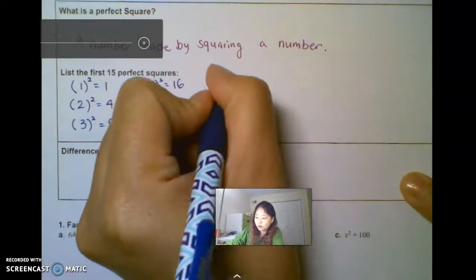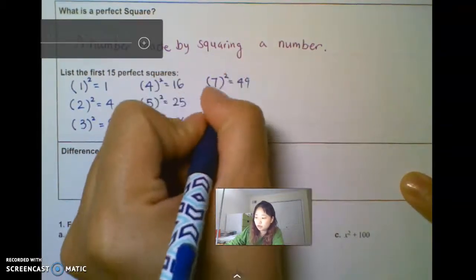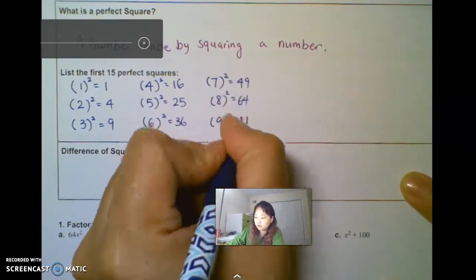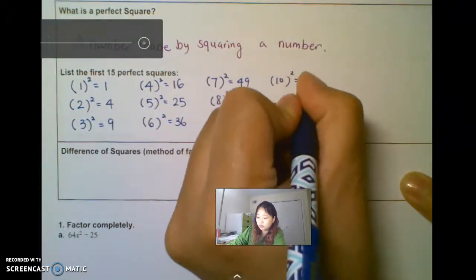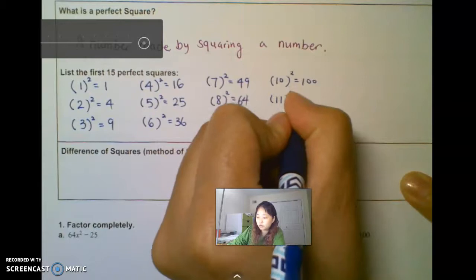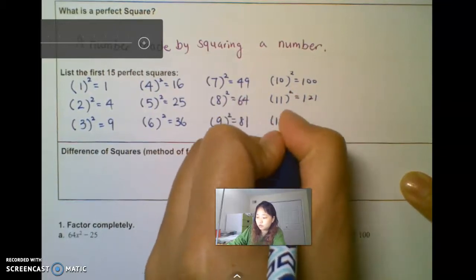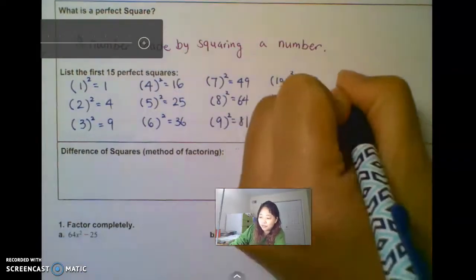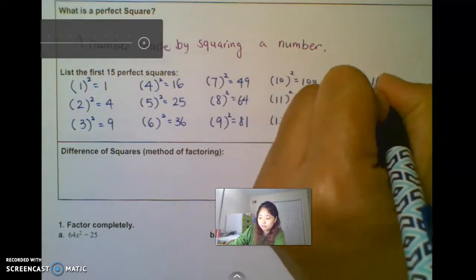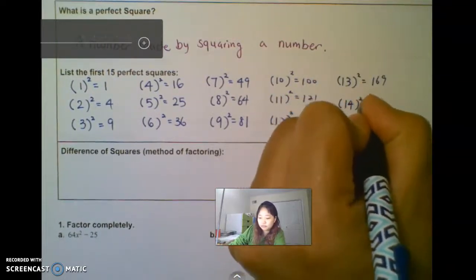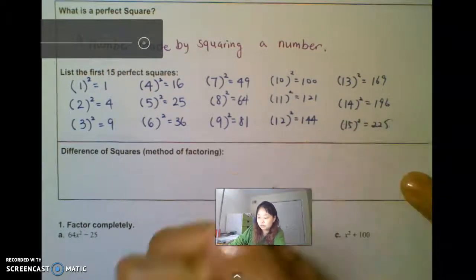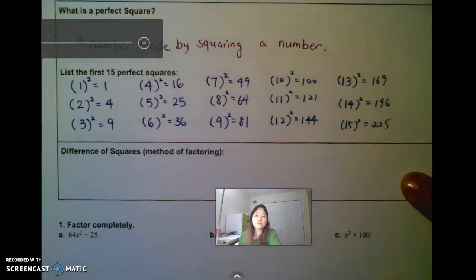So 6 squared, 7 squared, 8 squared, 9 squared, 10 squared, 11 squared, 12 squared. That's always easy up to 12. And then 13, 14, and 15. So if you see these numbers, I hope you recognize them as perfect squares.